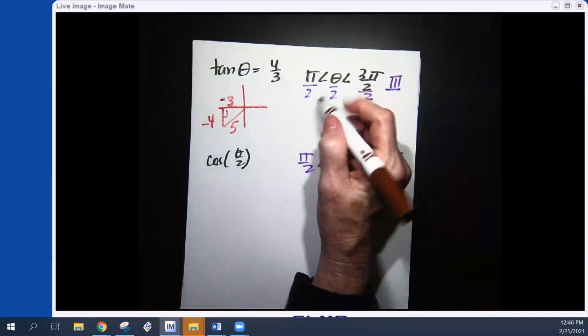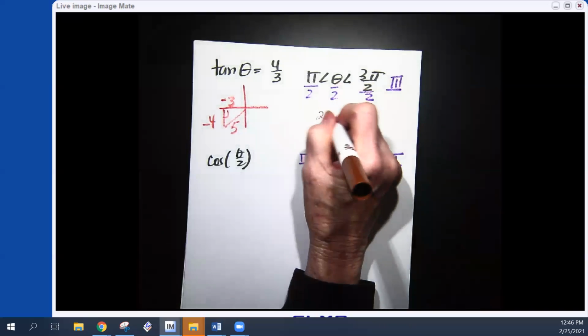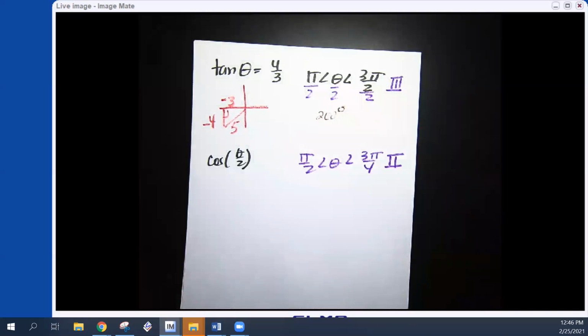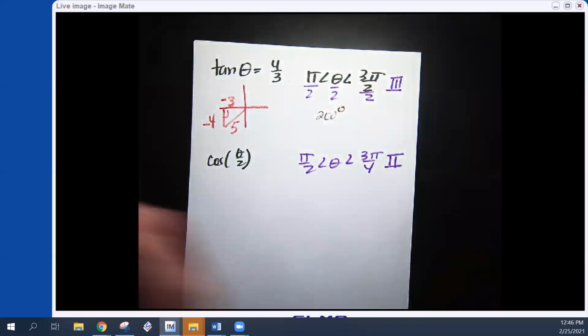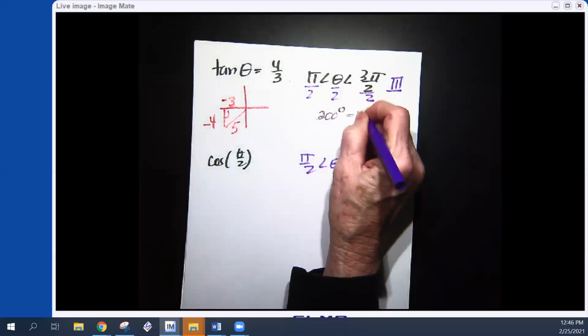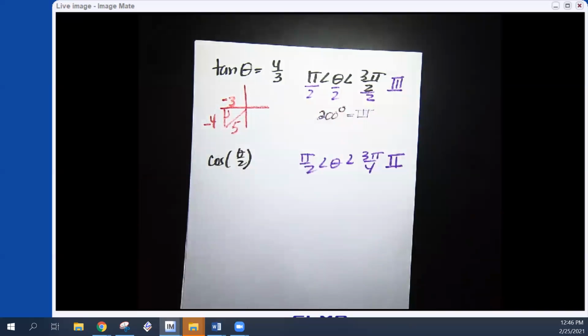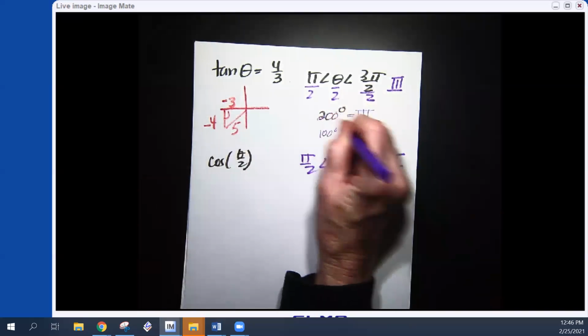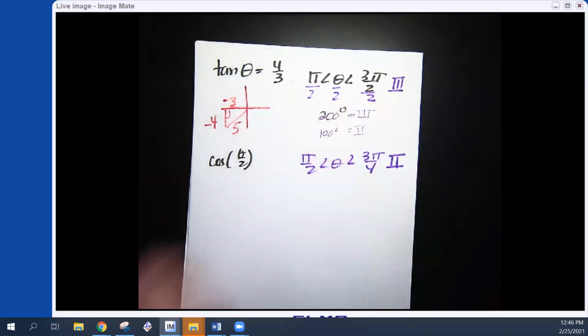So this is a think about. If I had a quadrant 3 angle, let's say 200 degrees, and I wanted to know the half angle, dividing by 2, the half angle would be 100 degrees, which is going to be in quadrant 2. So that's kind of what you want to do in your think about part of what's happening.